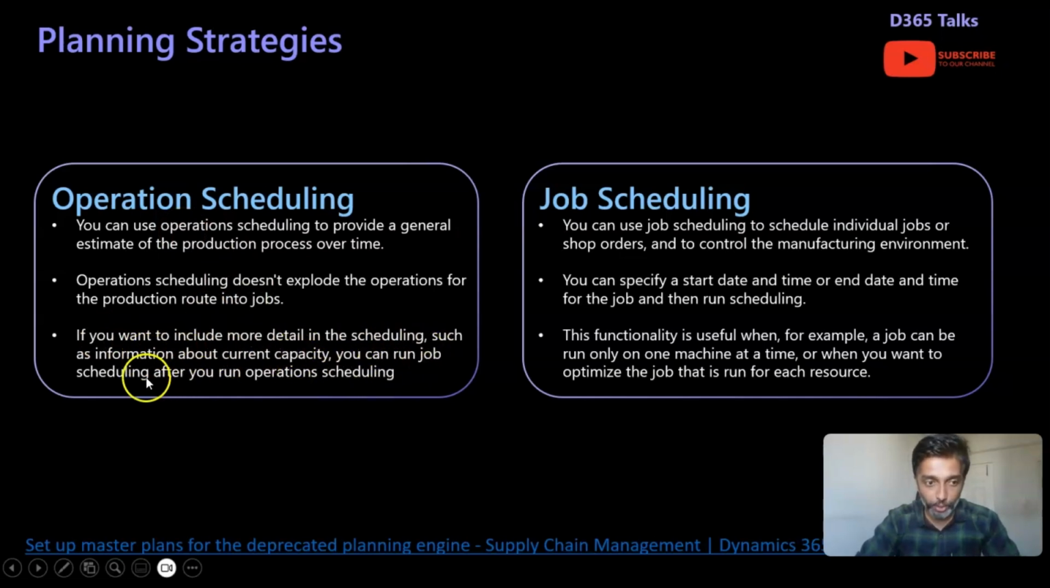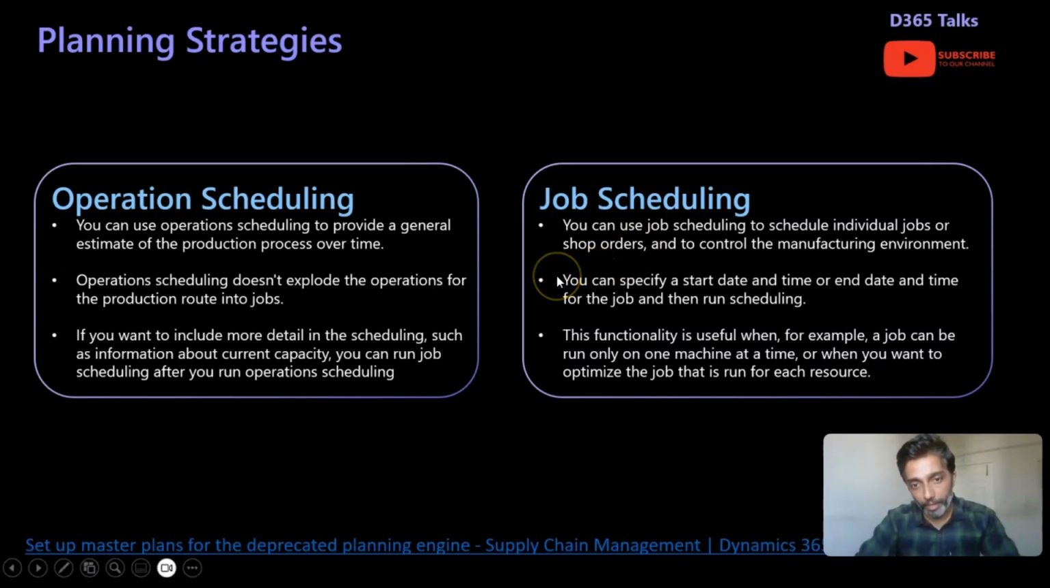If you want to include more detail in the scheduling, such as information about current capacity, you can run the job scheduling after you run operation scheduling. So if you want more detail on the kind of operations that you perform, it's better to run job scheduling. But of course, it has an impact on the overall performance if complex jobs and sub BOMs are involved.